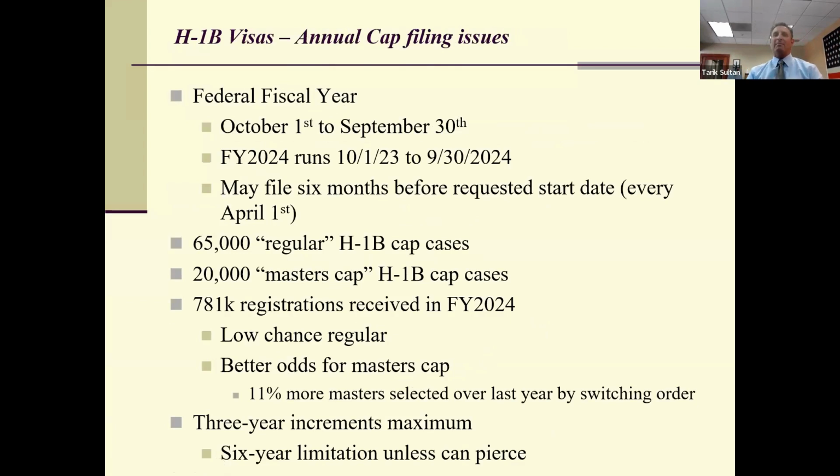Now, as far as the cap, I mentioned the 85,000 cap on these visas. The U.S. federal fiscal year runs October 1st to September 30th each year. And so on October 1st is when each year the 85,000 visas are freed up. By regulation, the earliest that an employer can file an H-1B is 6 months before the start date being requested. So the earliest an employer can file an H-1B each year is April 1st, 6 months before October 1st.